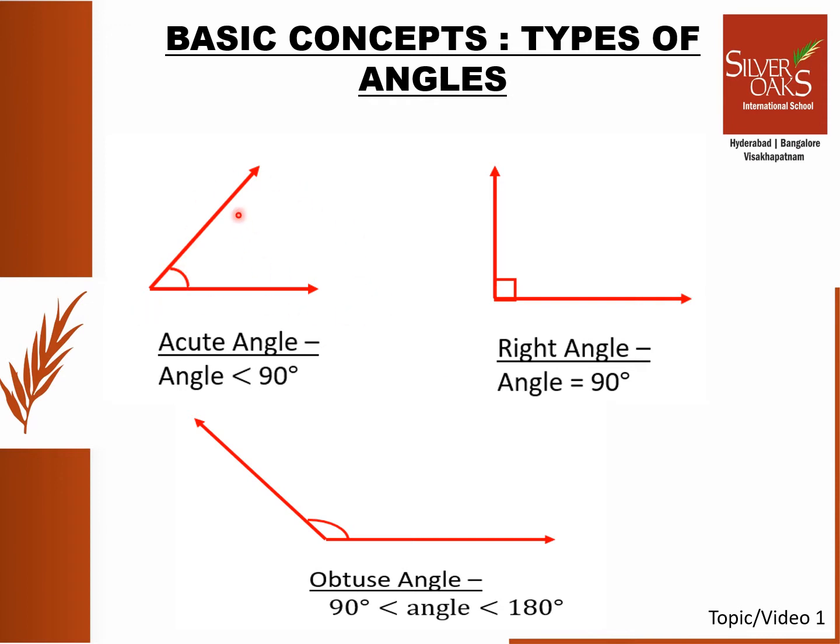Acute angle: an angle which is less than 90 degrees. A right angle: an angle which is equal to 90 degrees. And an obtuse angle: an angle which is greater than 90 degrees and less than 180 degrees.